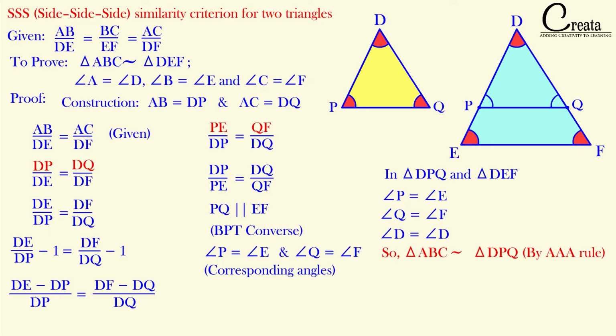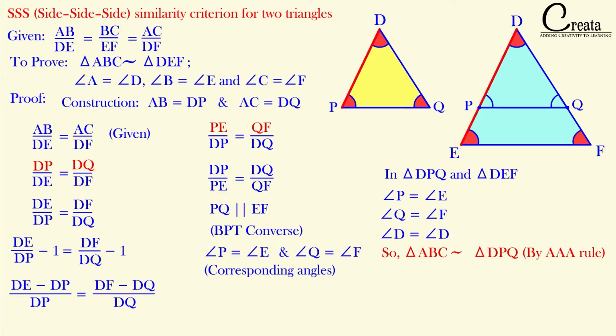The previous theorem we have done AAA criteria. Basically, once angle P and angle Q are equal, we can apply the AA criteria. The third angle will automatically be equal. So both the triangles are similar to each other. So once we got the two triangles as similar to each other, we can say the ratio of the corresponding sides are also equal. So let's equate the ratio of the corresponding sides.